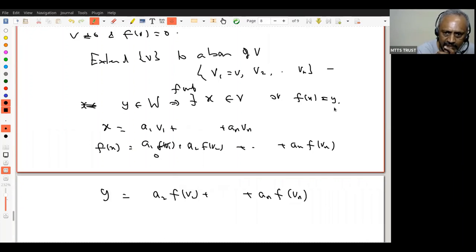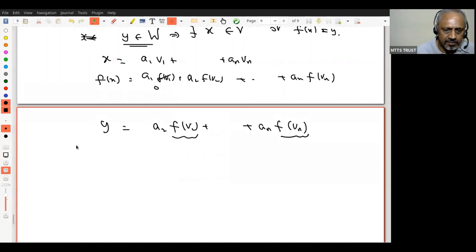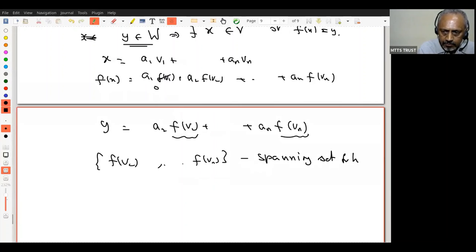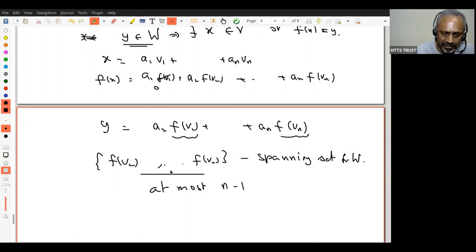Now what do you think I have shown? Any arbitrary vector y is a linear combination of f of v2 to f of vn. That means f of v2 to f of vn is a spanning set for W. How many elements are there? At most n minus 1 elements. Why do I say at most n minus 1? Because some of the f of vi and f of vj may coincide, or it may even be 0, but I don't care.